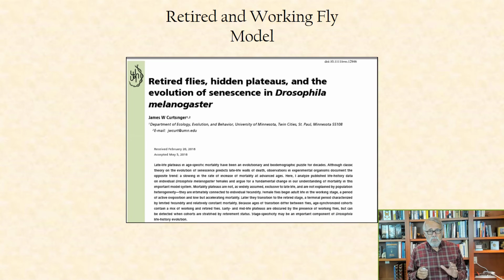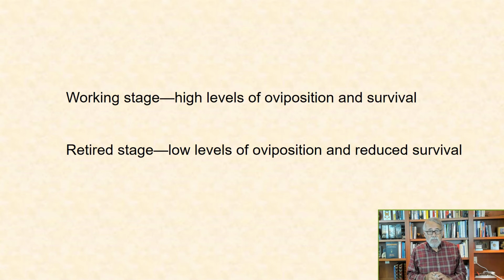So Model 3 is working and retired flies. In this third model that connects reproduction and future life expectancy, University of Minnesota professor James Curtsinger divided the life of adult Drosophila melanogaster into two functional stages, what he called working and retired. The working stage was characterized by relatively high levels of oviposition and survival, and the retired stage by low levels of oviposition and reduced survival.